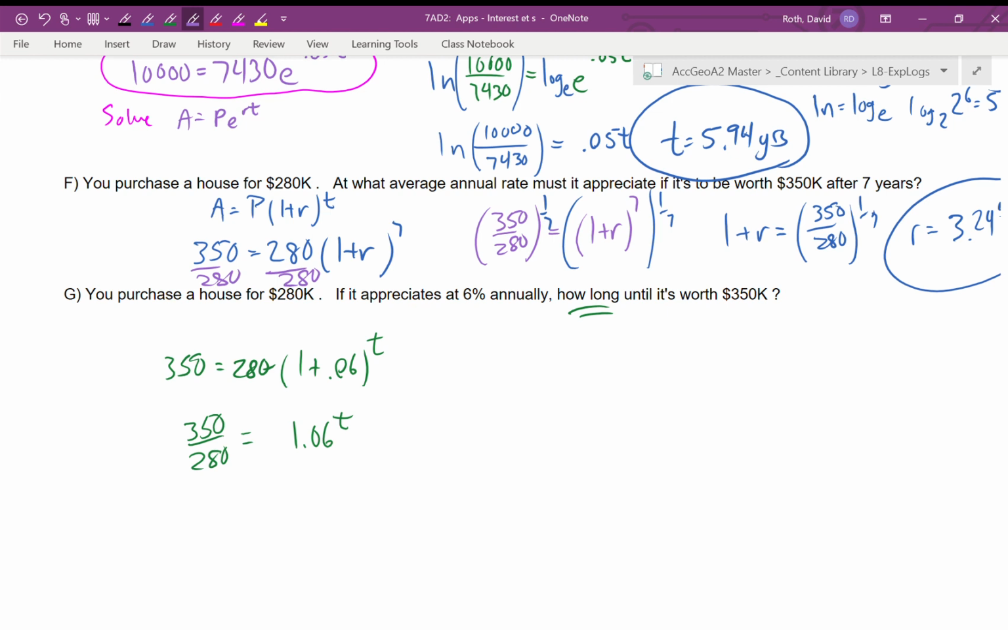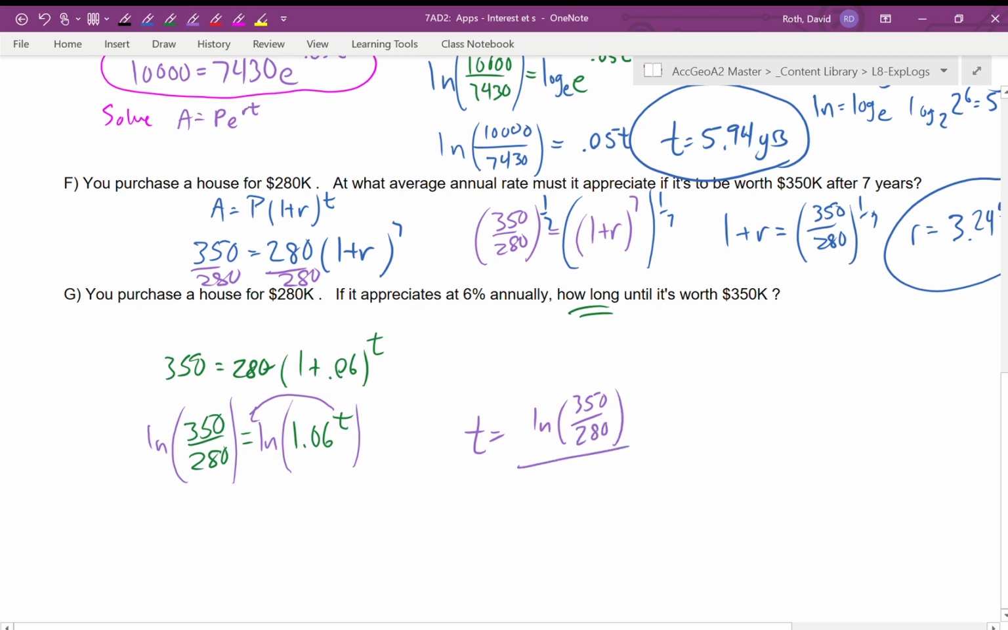You could take natural log of both sides. Let's be crazy. We're used to taking the log base 10. Let's just, for the heck of it, take the natural log. Doesn't really matter. So hopefully you see that t comes on down the line. So t will be equal to the natural log of 350 over 280 over natural log of 1.06.